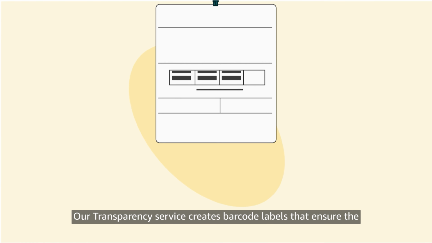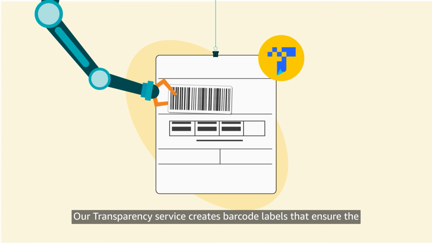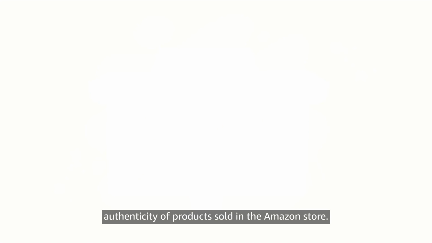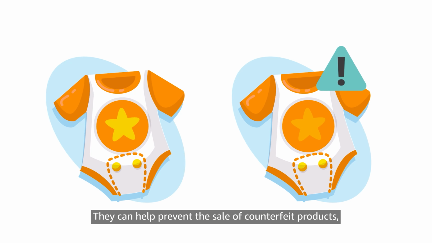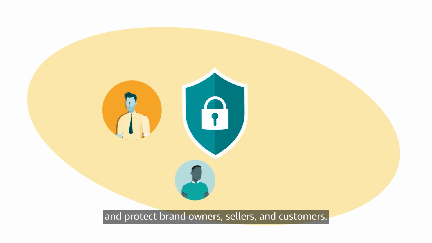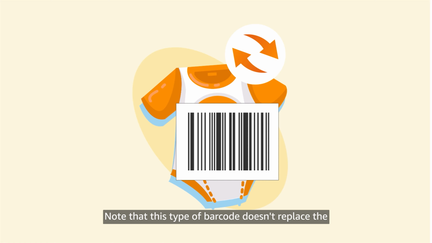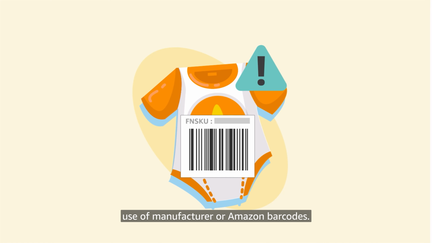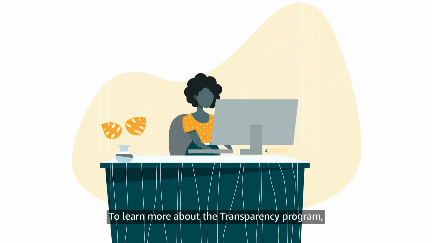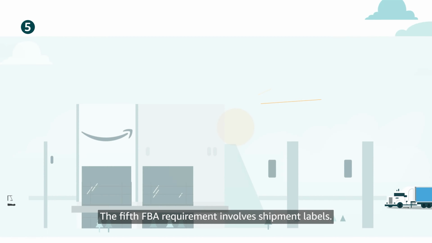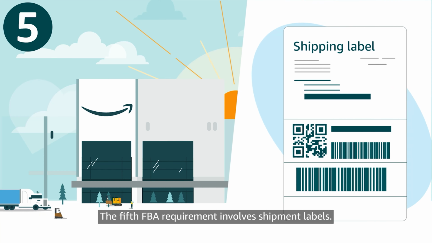Our transparency service creates barcode labels that ensure the authenticity of products sold in the Amazon store. They can help prevent the sale of counterfeit products and protect brand owners, sellers, and customers. Note that this type of barcode doesn't replace the use of manufacturer or Amazon barcodes. To learn more about the transparency program, go to brandservices.amazon.com.au/transparency.